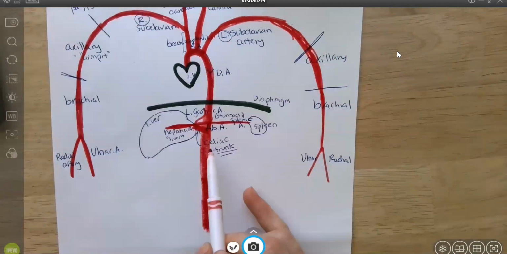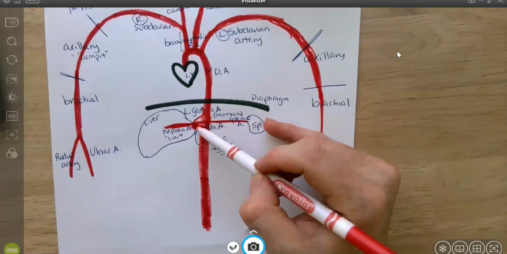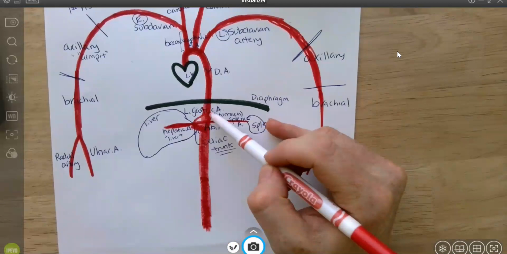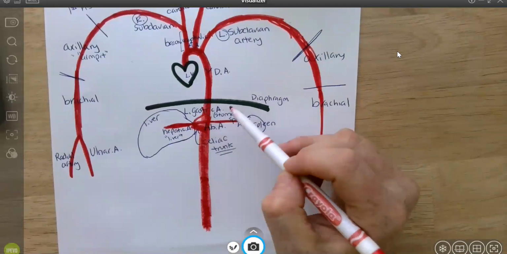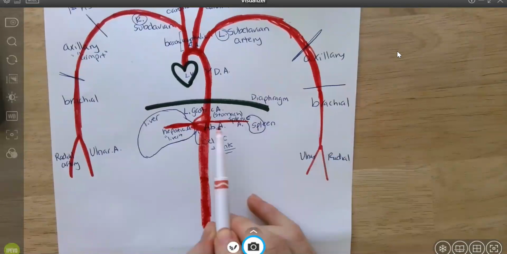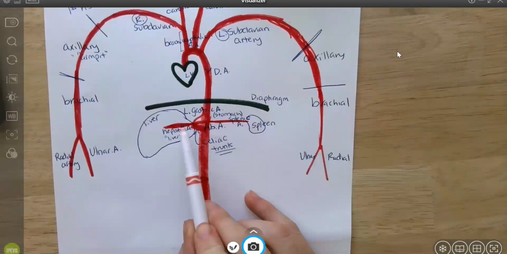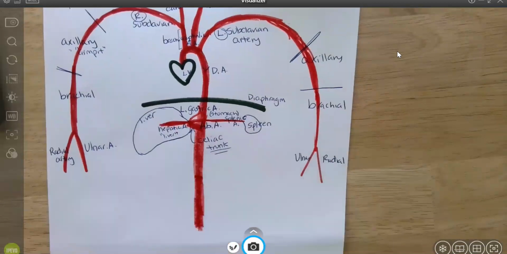Okay, so abdominal artery, celiac trunk, left gastric goes upwards towards the stomach, which kind of sits right about here. The splenic goes to the left towards the spleen, and then the hepatic artery goes to the right towards the liver. Okay, that's the first branch of the abdominal aorta.